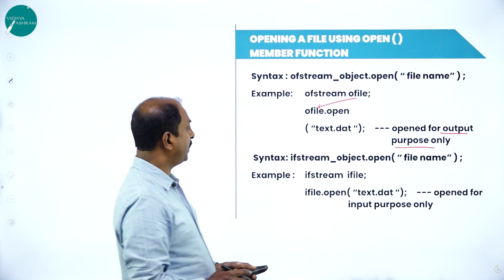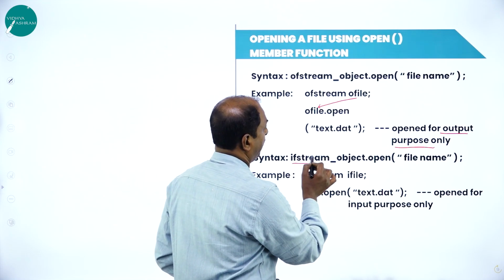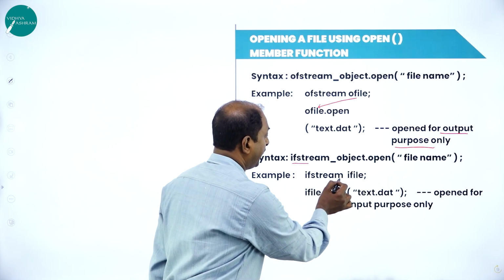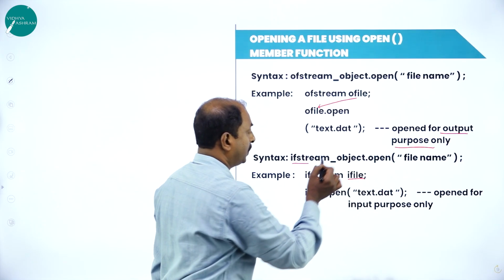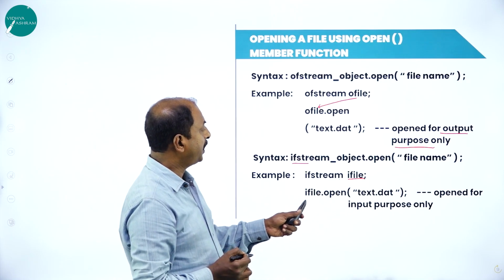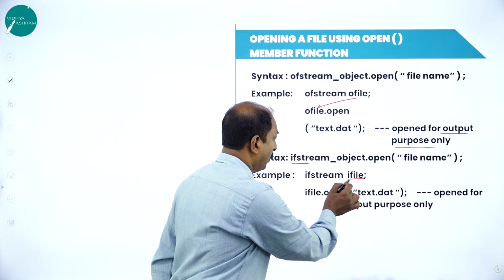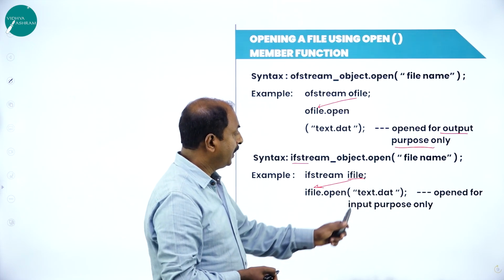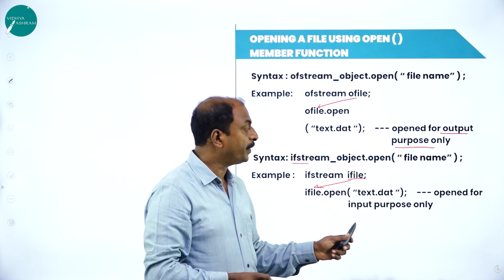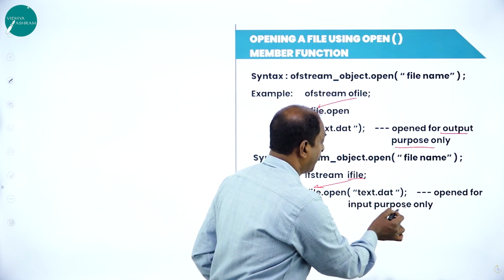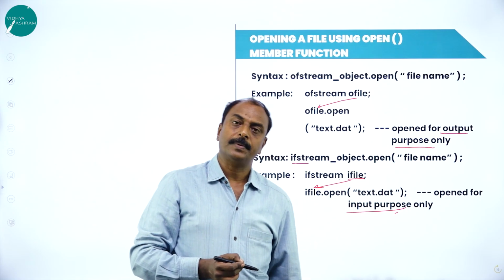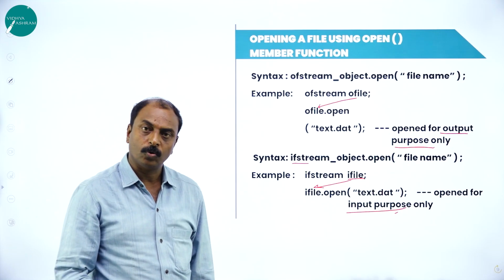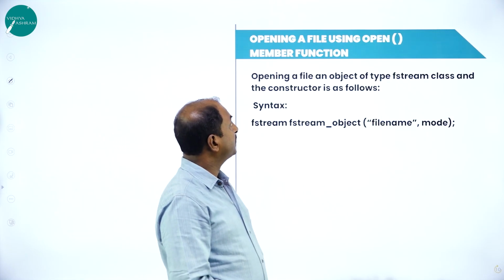Similarly, another example: ifstream object dot open, file name. Here ifstream is a class, and ifile is an object of the class ifstream. So ifile is an object, dot open, file name. In this example, text.dat is a file opened for input operation or input purpose only. So these two are another method of opening a file using the open function. Now let us move on to the next slide.